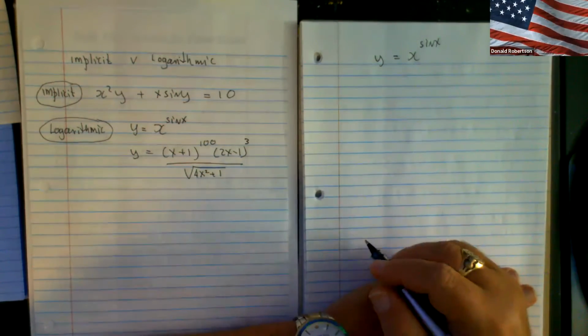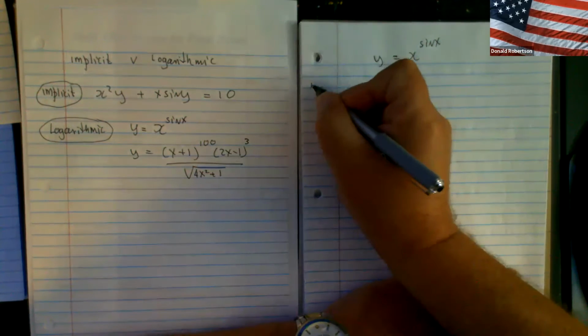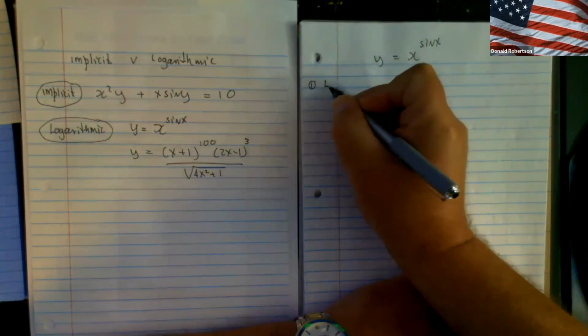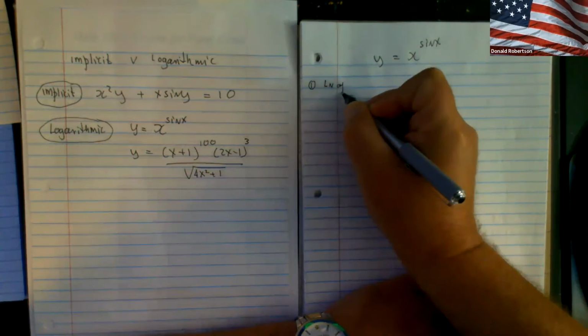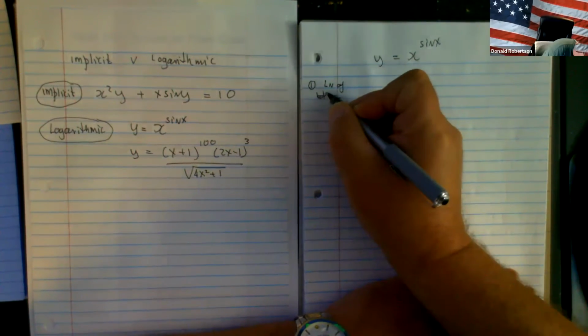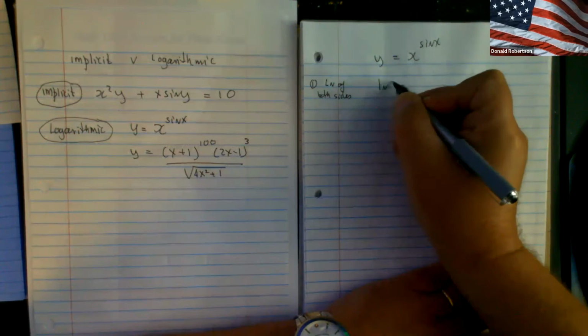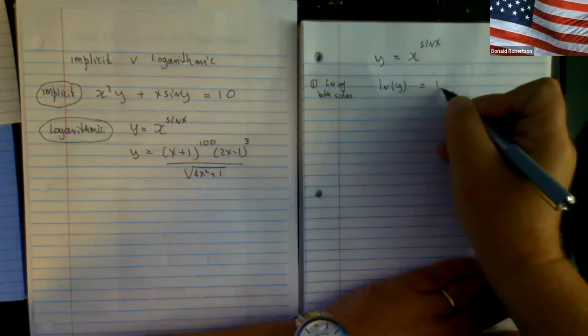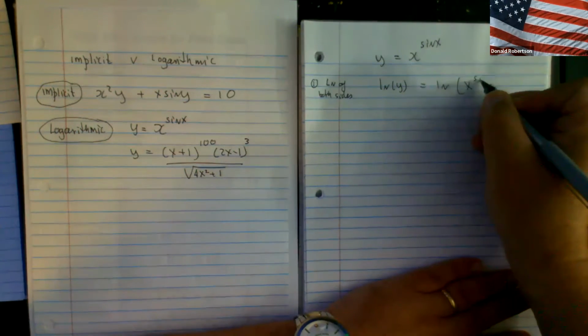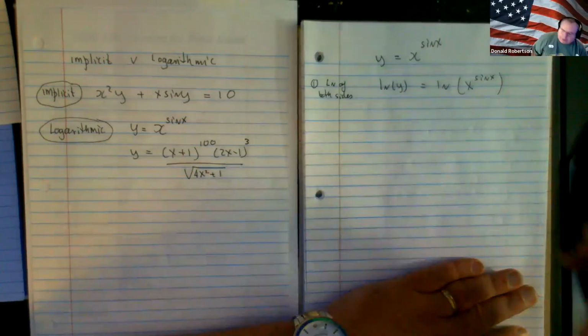Logarithmic differentiation is the way to go. So the first thing you're going to do here is take the natural log of both sides. So natural log of this guy equals the natural log of that guy. Pretty much guaranteed.